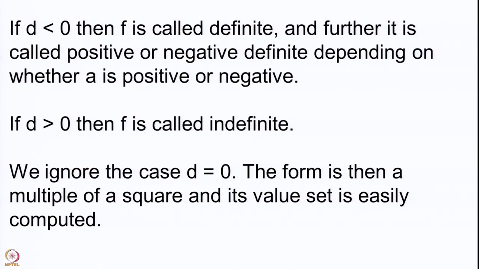And there is one more case, that your D might be 0. This case we are going to ignore, for the reason that we had written our form multiplied by 4a as a square minus d times a square. If d is 0, the form is a multiple of a square, and then it is easy to compute the value set. So again, this is not a very difficult problem. When the discriminant is 0, that is the case that we are going to ignore. We are only going to consider two cases: d negative, definite, either positive definite or negative definite depending on the values, and d positive, indefinite.